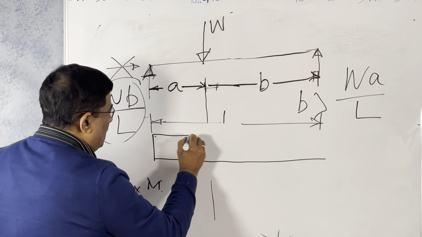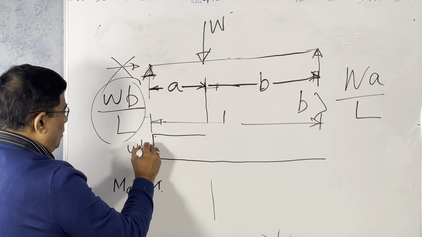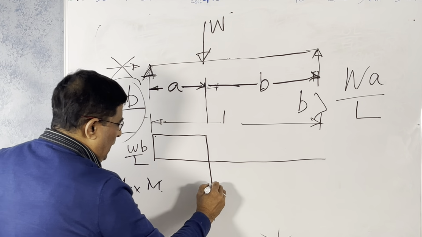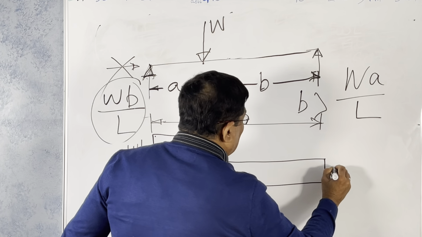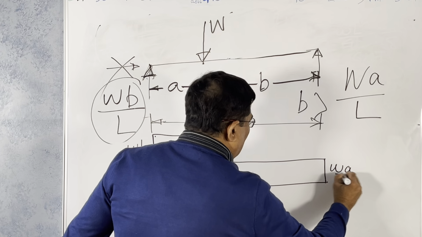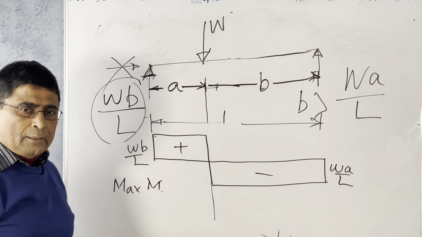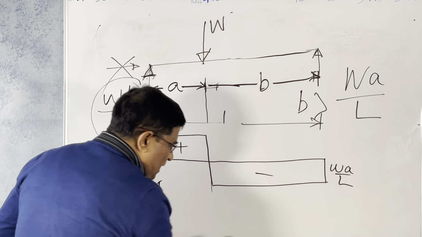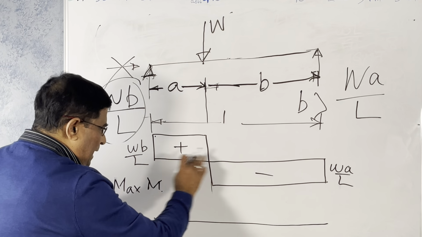Remember that? It will come down. This is your W over B L, and W comes in, and this is the reaction, W A over L, and this is the shear force. This is positive, this is negative. And as you know from our last lecture, the shear force is like this.